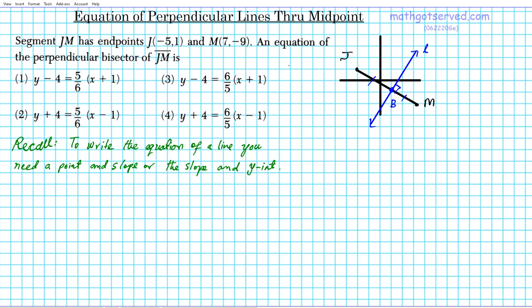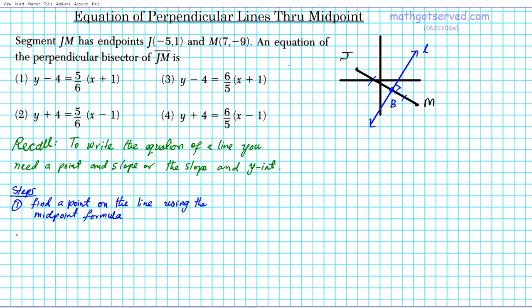Okay, so let's go ahead and go over the steps that we're going to use to solve this problem. The steps are as follows. Number one, we need to find a point on the line, because that's one of the requirements. To do this, we're going to use the midpoint formula. So we have one of the requirements.